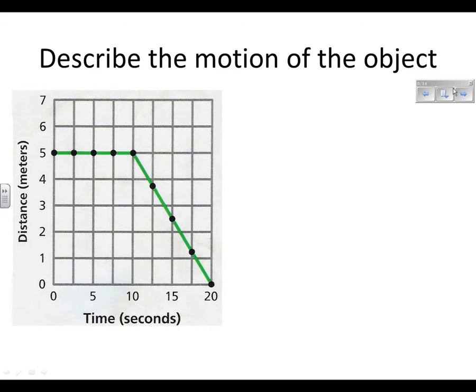For the description of this graph, 1 point to describe the first portion of this graph. What is this object doing at the beginning of the graph? Emily. It starts far away from its point. How far exactly? 5 meters. Not that you would have to use that to get your 1 point. But what would we say about its motion to begin with? It's not moving. It's not moving, okay.